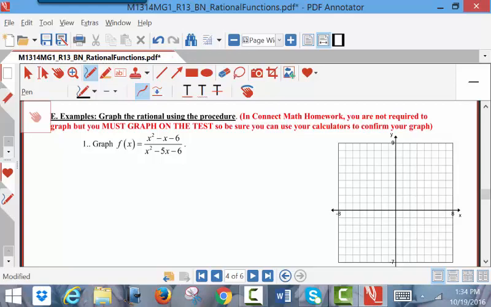But they're going to ask you all the details. They're going to say, what are the vertical asymptotes? What are the horizontal asymptotes? Do you cross them or not? What are your x-intercepts? So you're still going to have to go through all the algebra I'm showing you, but you're never going to get to graph it in Connect Math.